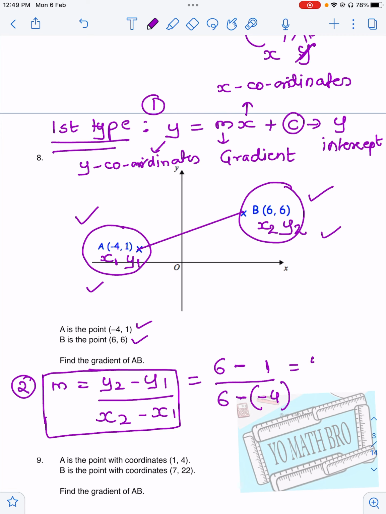So 6 minus 1 is 5. Minus into minus gives me plus, so this becomes 6 plus 4. That is 10. I divide it, I get 0.5. So I have got the gradient as 0.5. This is how you get the gradient.